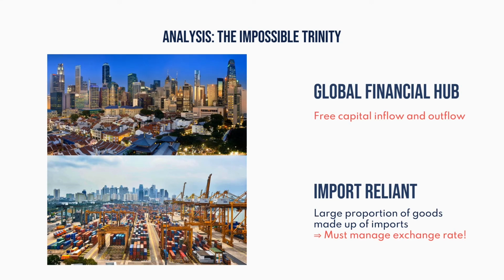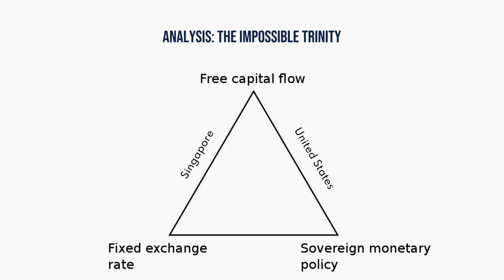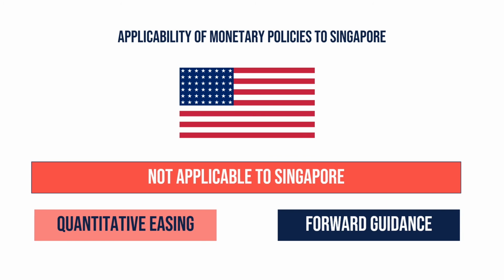Singapore is a global financial hub with free capital inflow and outflow, and is import reliant, with a large proportion of goods imported, and hence we need to rely on managing exchange rate to maintain price stability. Hence, Singapore gives up control over its monetary policy. The USA, on the other hand, chooses to let its currency float freely while maintaining control over its monetary policy and allowing free capital flow. Hence, policies such as QE and forward guidance are not applicable to the Singaporean context.